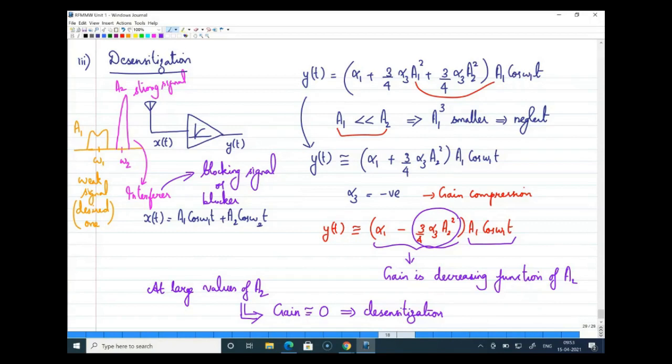We'll better understand this blocking or desensitization further with some numerical examples, and in your next class we'll definitely see the simulation of even gain compression.